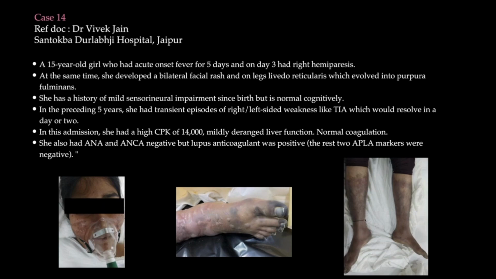Over the next few days, while she was with us, she had to be ventilated, and the hemiparesis and ptosis persisted on the right side. She developed severe purpura fulminans, with the skin becoming gangrenous. So we gave her steroids, and we started her on Clexane as well, even though platelets were low. There were no other options.